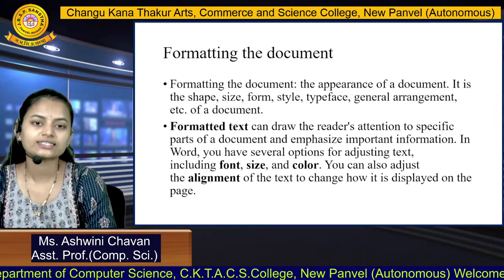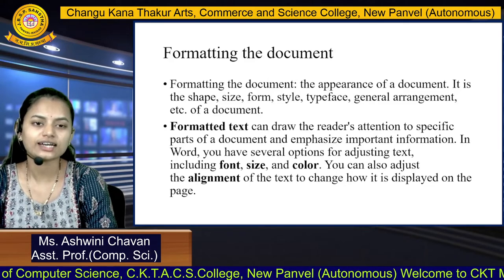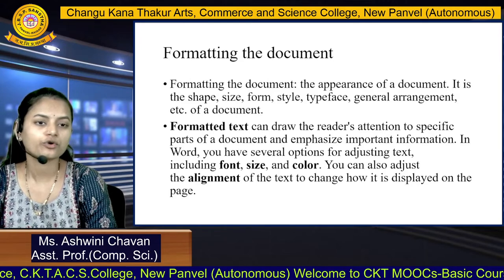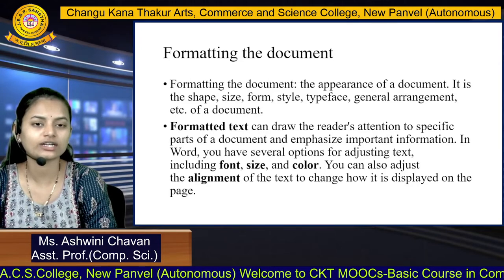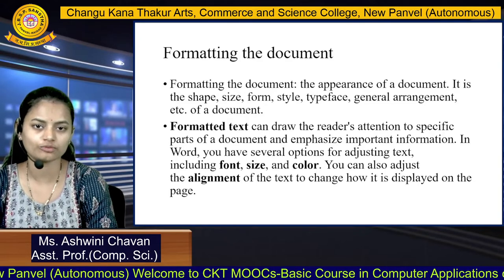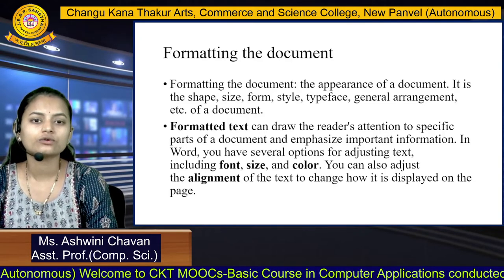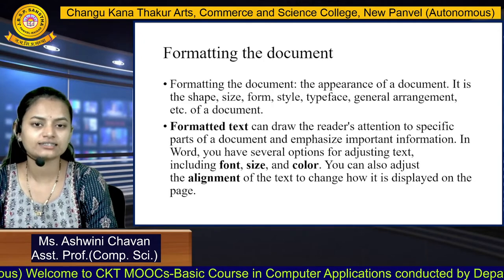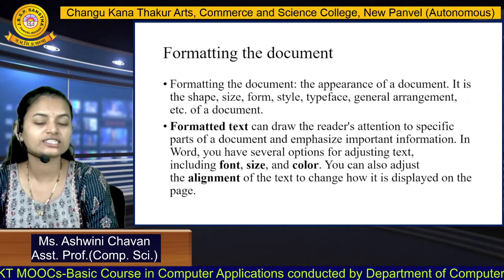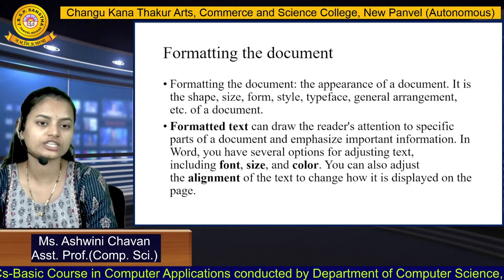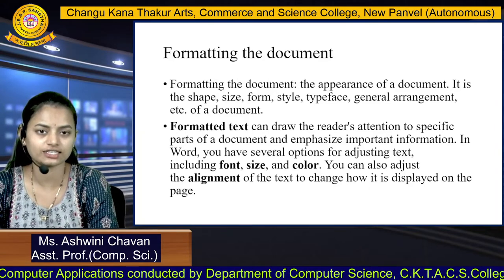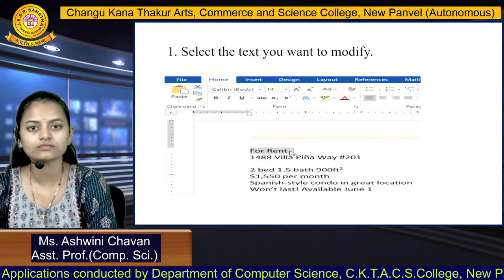Formatted text can draw the reader's attention to specific parts of the document and emphasize the important information. So you just highlight what is important in that particular document instead of reading the whole document. In Word, you have several options for adjusting the text, including the font, the size, and the color. We can also adjust the alignment of the text to change how it is displayed on the page. We can justify the text in our document.